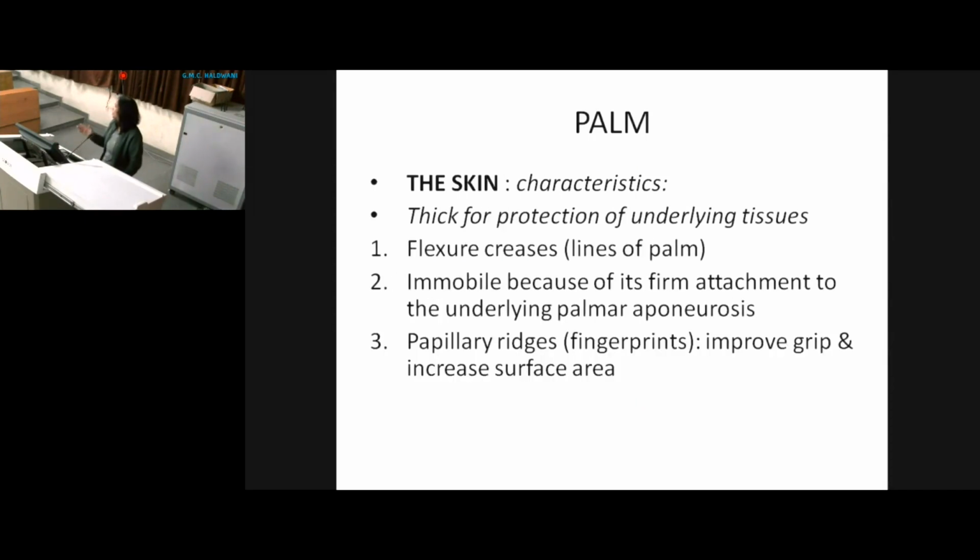So first of all, when we start the dissection of the hand, we see the features of the skin of the hand. As compared to the skin of the forearm and the arm, the skin of the hand is thick. If you feel it, you will find that as compared to the skin of the arm and the forearm, the skin of the hand is thick, especially the palmar side of the hand.